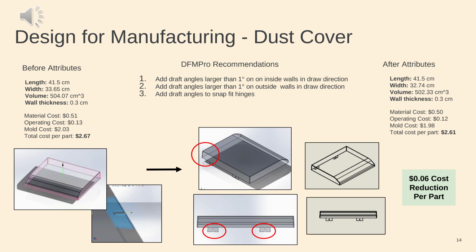After evaluating, DfM Pro recommended adding draft angles to the inner and outside walls in the draw direction, particularly greater than 1 degree, as well as adding draft angles to the snap fit hinges. The reason for this is that proper draft design helps with easier part ejection, shorter cycle times, and better productivity. Once those draft angles were added, the dimensions were recalculated and the width and subsequently volumes were decreased. This decrease led to a total cost of $2.61 per part, which leads to a 6 cents cost reduction per part by designing for manufacturing.